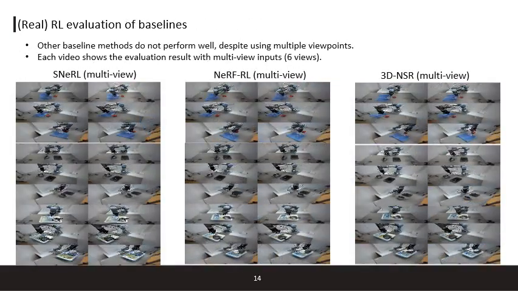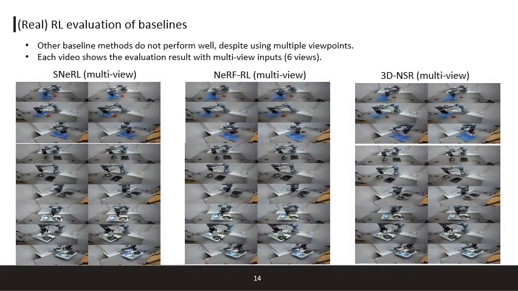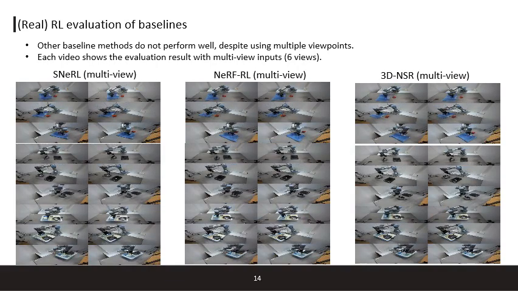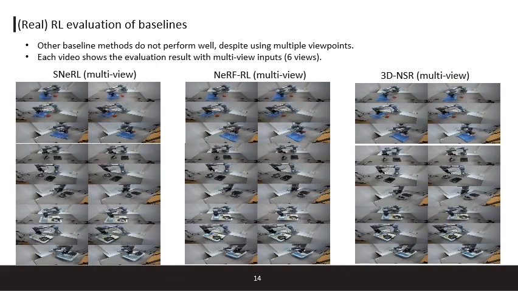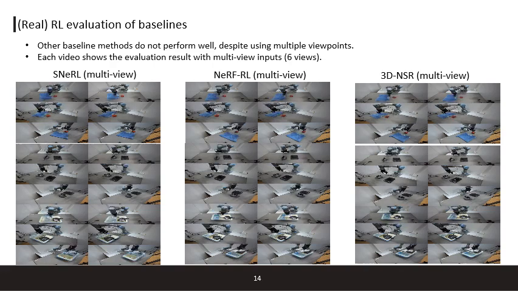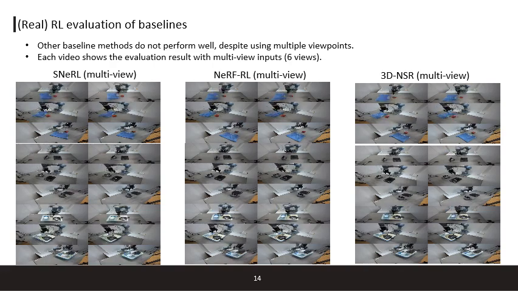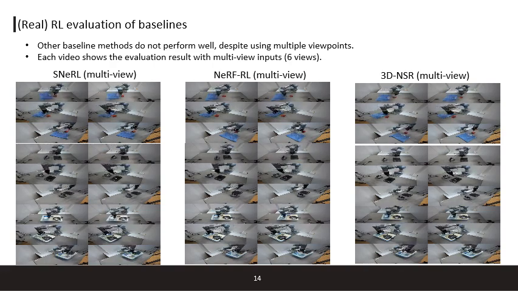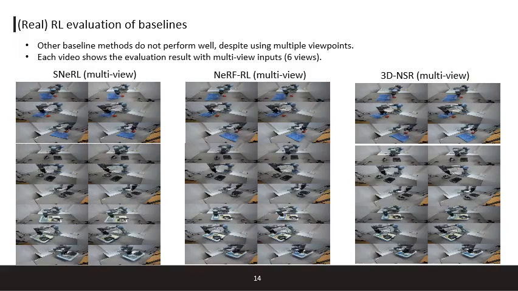Similar to simulation settings, other baselines usually fail to perform the given tasks, despite using multiple viewpoints. Specifically, they show reaching behavior to the object of interest, but they often struggle to do precise manipulation such as grasping the object, which requires accurate 3D information about the object.